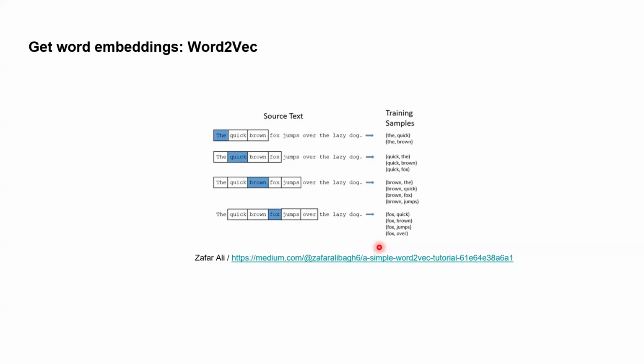Now we have a 4-word window. So "quick" is our target word, and then we see "brown" and "fox." They are close to each other. We have a training sample here.